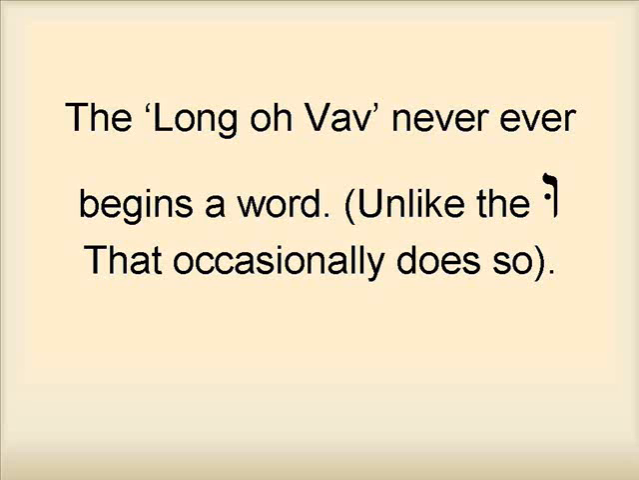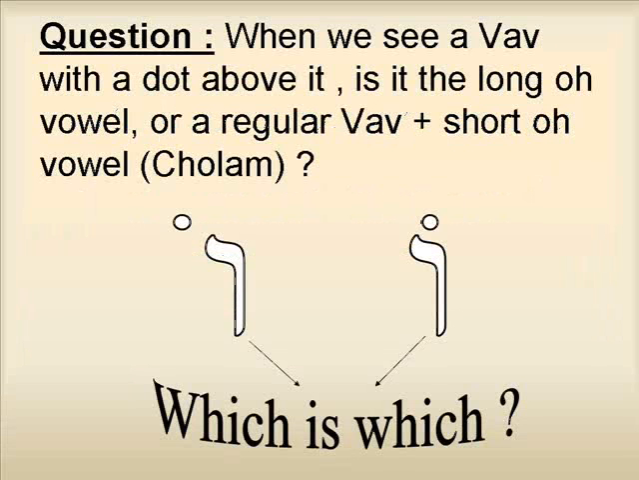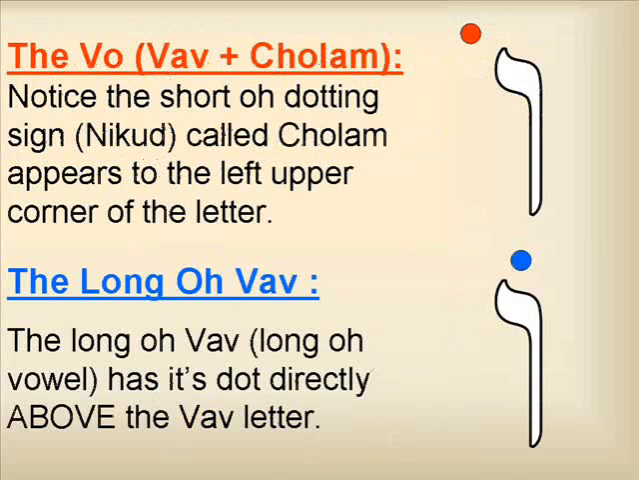The long O vav never ever begins a word. It never even begins a syllable, since the long O vav is actually a vowel. It's not a consonant. Unlike the U, that occasionally does begin a word. Question. When we see a vav with a dot above it, is it the long O vowel, or is it a regular vav plus the short O vowel, the cholam? How do we know if it's O or vo? Which is which?